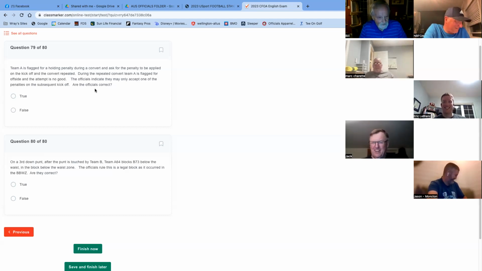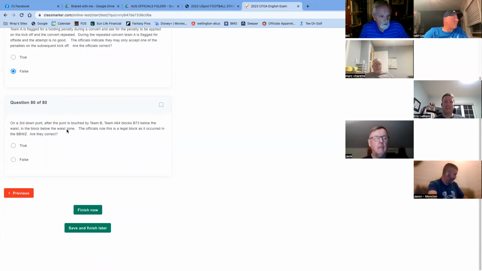Is that an answer you can check off? Last question of the 2023 CFOA exam. On a third down punt, after the punt is touched by B, Team A64 blocks B73 below the waist. The officials rule this as a legal block as it occurred in the BBWZ. Are they correct? False. 9-2-1. That's right.